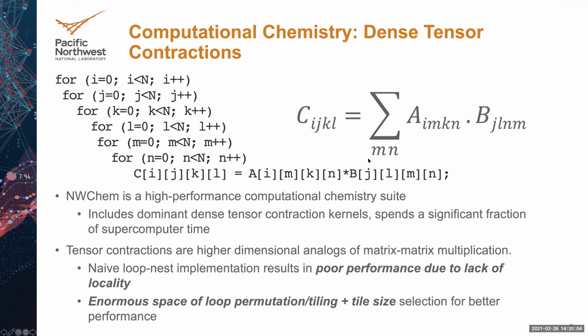For example, if we want to perform an expression similar to this as a tensor contraction, we can write our tensor contraction in a loop form. But there are some problems with this one, because writing a tensor contraction in this form will cause poor performance because of data locality. And there is an enormous space of loop permutations: what is the optimal loop permutation and tiling looking at this tensor contraction?